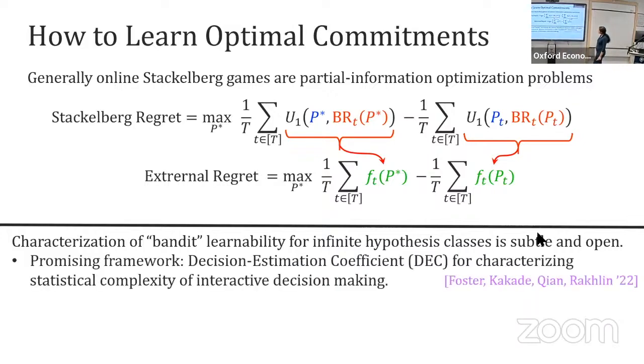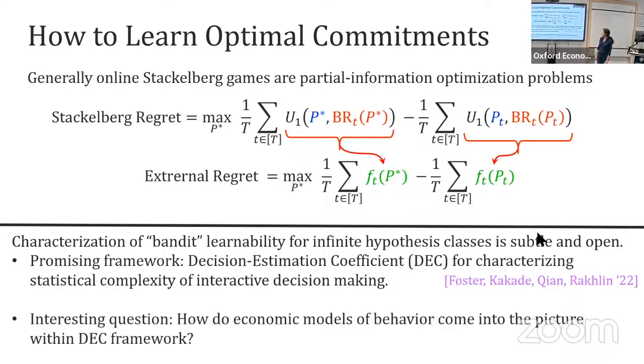With one exception from last year, there is a promising framework. It's still not a characterization framework, but for those of you interested, I think you should take a look at this paper. It's called the Decision Estimation Coefficient Framework. It is about characterizing the statistical complexity of interactive decision-making. In particular, I think it's really interesting to think about, for arbitrary interactive decisions, how economic models of behavior would come into the picture with this DEC framework. Still quite new. If you're interested, I highly recommend you take a look at that.